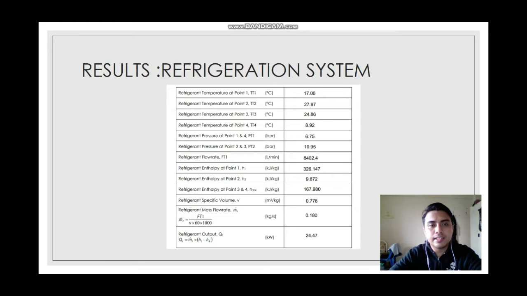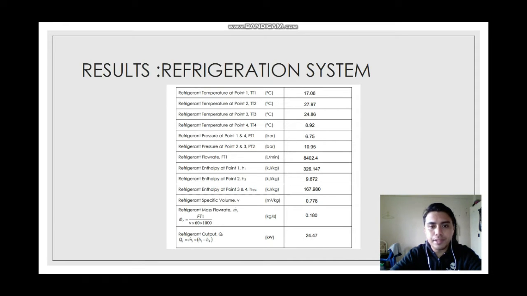And next is the results of the refrigerator system. Firstly is the refrigerant temperature at point 1, which is 70.06 Celsius. Next is the temperature at point 2, which is 27.97 Celsius. At point 3, 24.86 degrees Celsius, and at point 4, 8.92 degrees Celsius. And next is the refrigerant pressure. At point 1 and 4, it is 6.75 bar. At point 2 and 3, 10.95 bar.